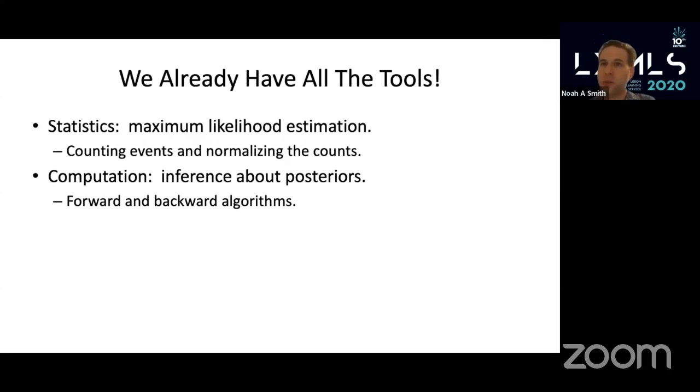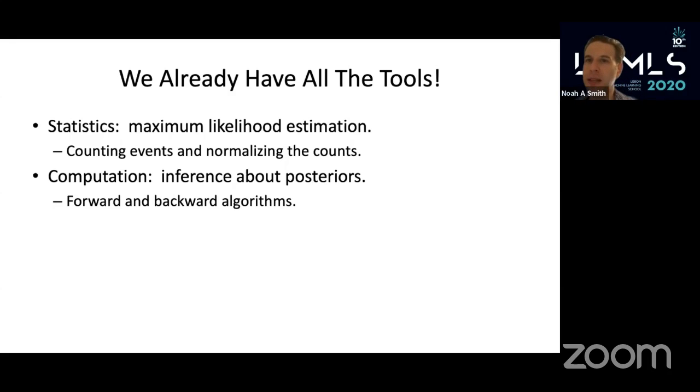And there are two components. One is maximum likelihood estimation from statistics, which we just discussed. And in practice, that's a fancy way of saying count up events and normalize the counts, and then you can estimate the probabilities. And then the other side of it is the computational side, where we're going to need to do some inference and calculate posterior probabilities that different events happened, or that different states were visited at different times in the data. And we talked about that at great length in the last chunk when we talked about the forward and backward algorithms and all the interesting things you can do with them.